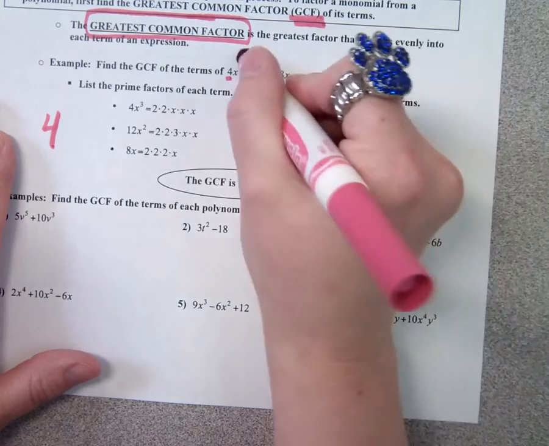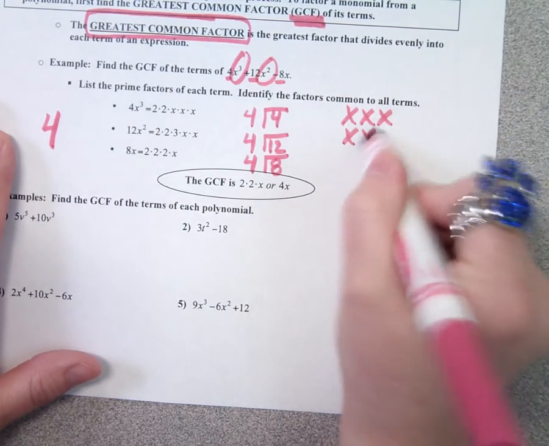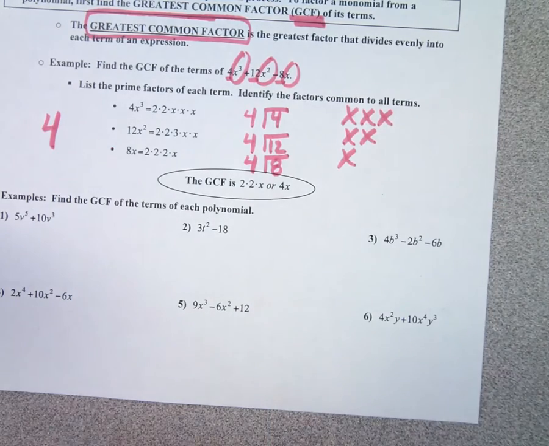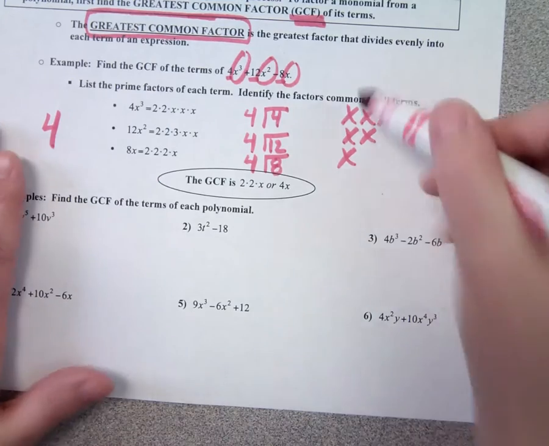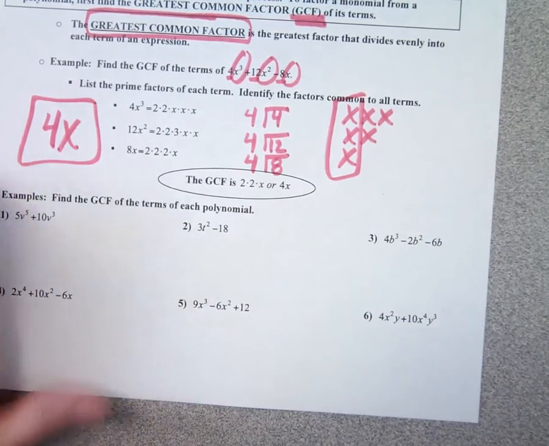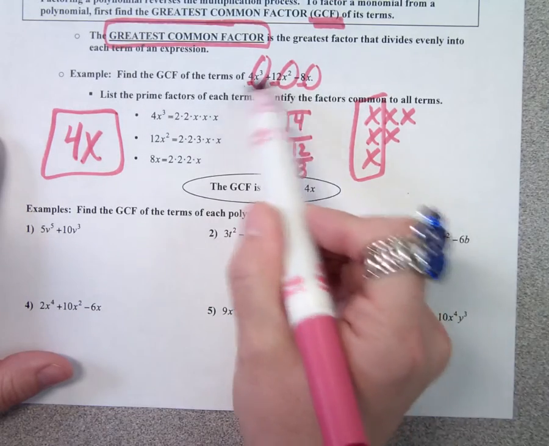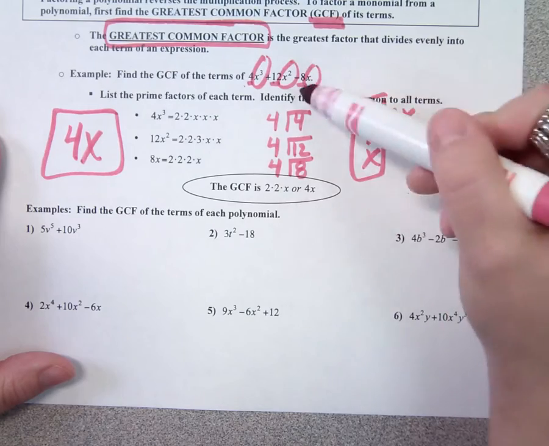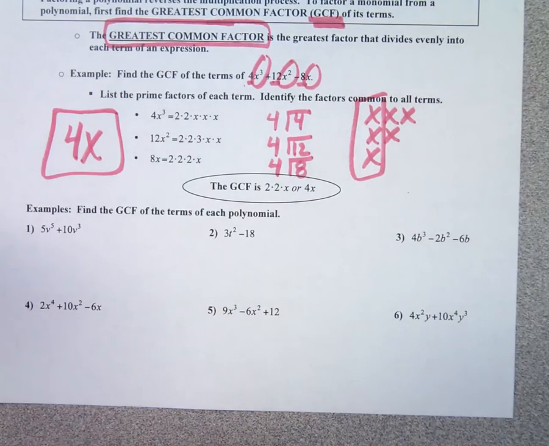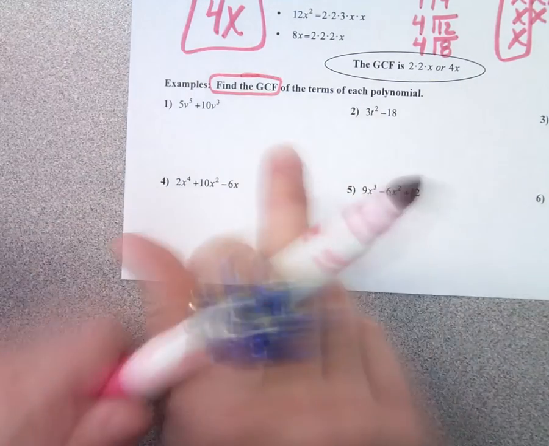And then I look at the x's. This one's got 3 x's. This one's got 2 x's. This one's got 1 x. So what's the greatest number of x's they all have in common? They all have 1 x in common. So 4x would be the GCF. As far as numbers are concerned, it's the greatest number that will divide into all the numbers. And as far as letters are concerned, it's the greatest number of that same letter that they all have in common. Okay, so before we actually factor, I just want to find the GCF.